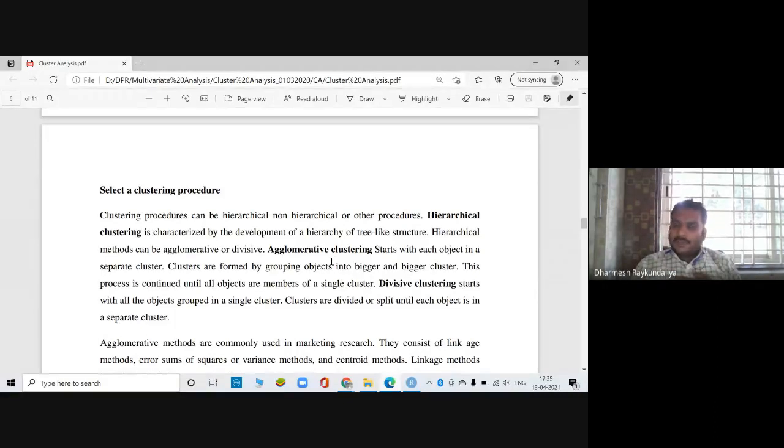Suppose we have 100 observations, then initially we have 100 clusters. Clusters are formed by grouping objects into bigger and bigger clusters. This process continues until all objects are members of a single cluster. So you start with all clusters as individuals, and slowly and gradually they fuse with each other, and the clustering is done in such a way that all belong to a single cluster.